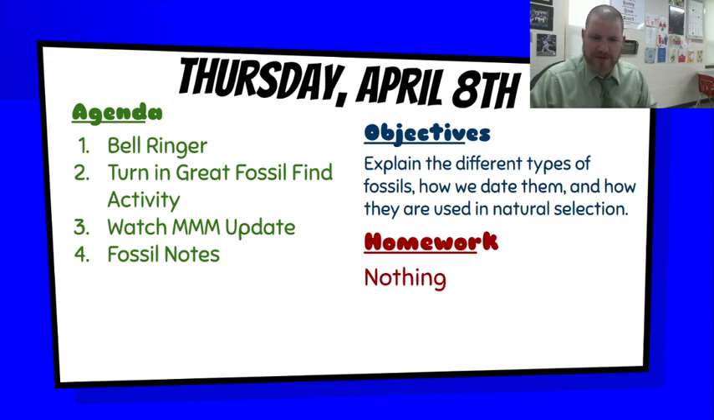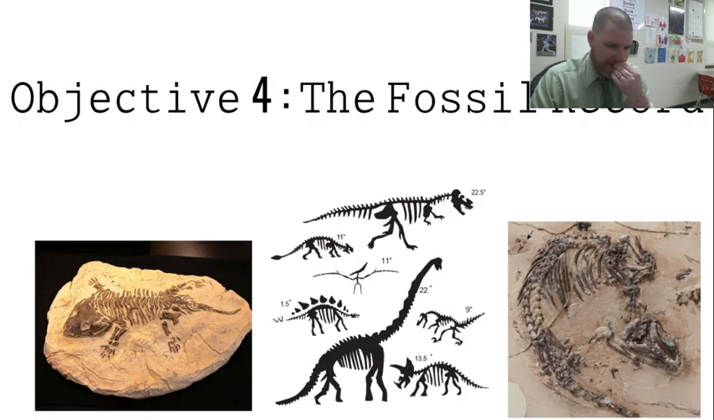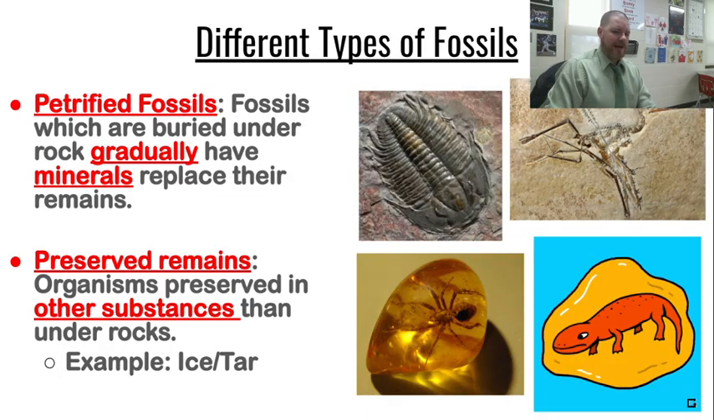So what we're doing today is doing some little fossil notes. So let's dive into those notes. It is objective number 4 that we are doing. And the first thing that we got to do is talk about the different types of fossils.